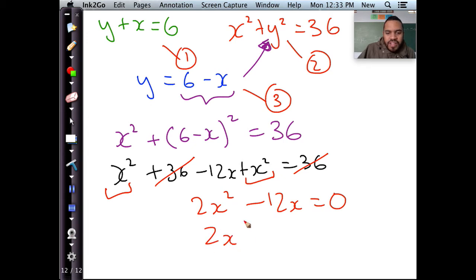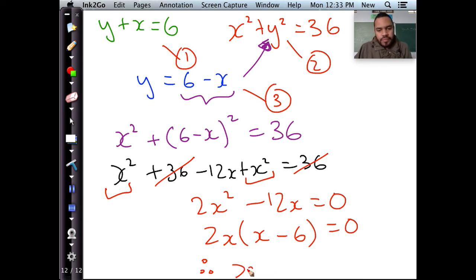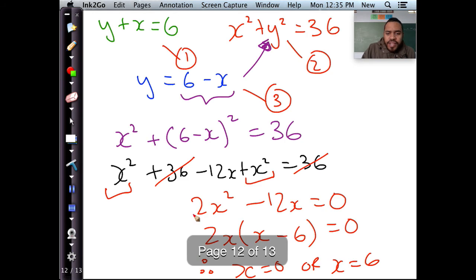2x is a common factor and I'm left with x minus 6 is equal to 0. Therefore, either 2x must be equal to 0 or x minus 6 must be equal to 0. So therefore it must be x equals 0 or x is equal to 6. Right? How do you do that? Listen up. So as you can clearly see, x equals 0 or x equals 6, and as you know, this comes from the zero product property, right?